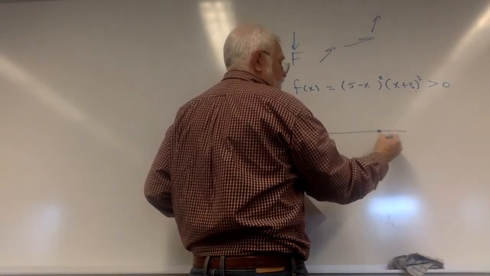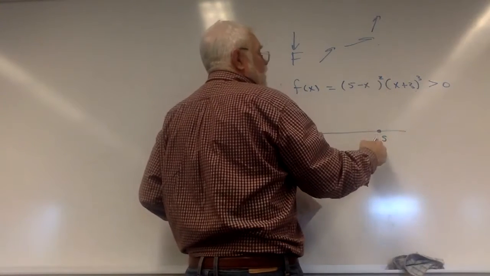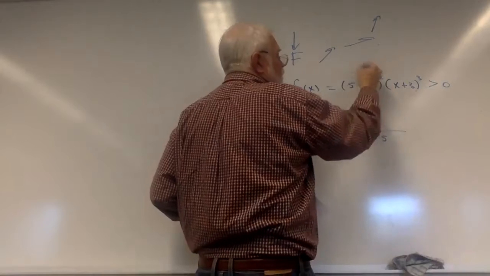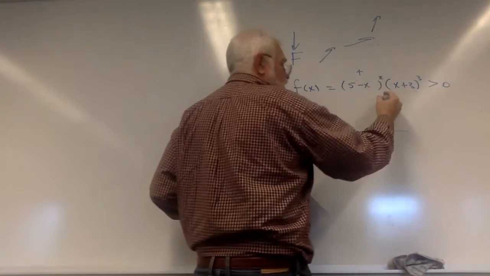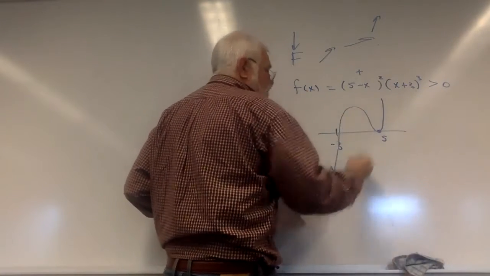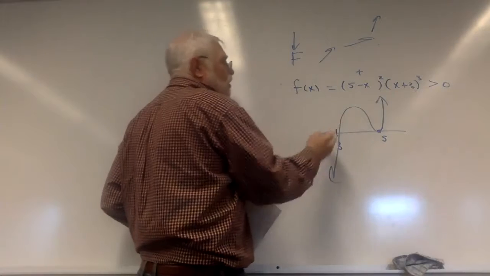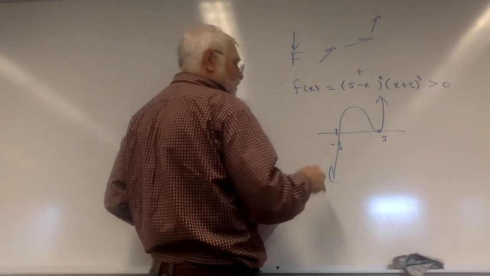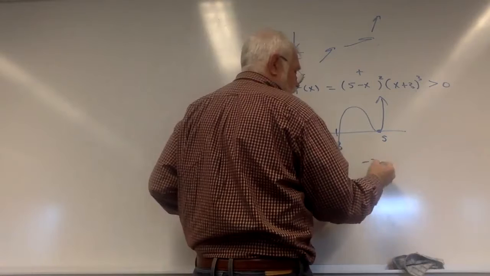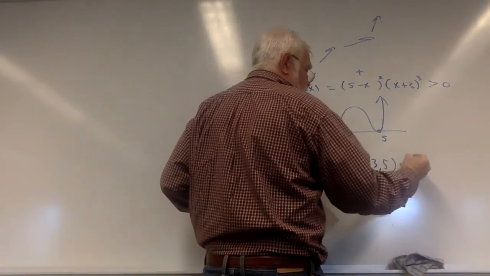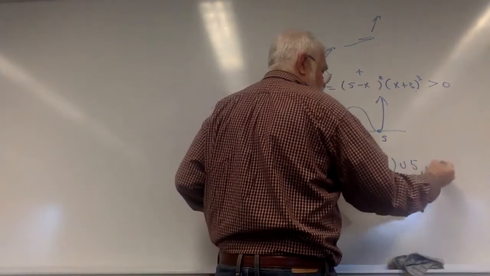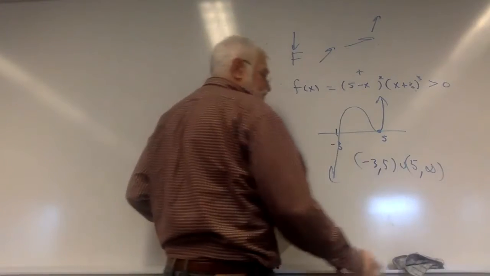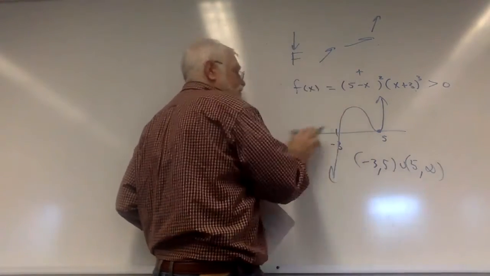So here's 5. No sign change at 5, sign change at -3. Put a big number in. Squaring is always going to be positive. Big numbers are positive, so that's what your graph looks like. More of a cubic root over here, but I just want to get the answer here. When am I bigger than 0? -3 to 5, union 5 to infinity. That's when you've got positive slopes on that curve.